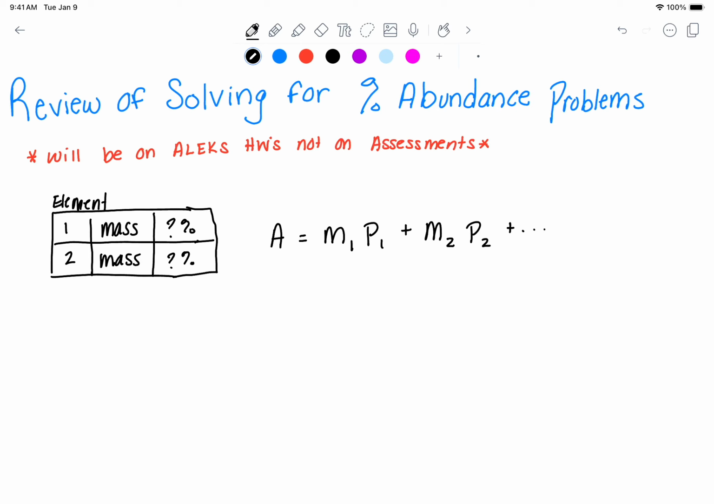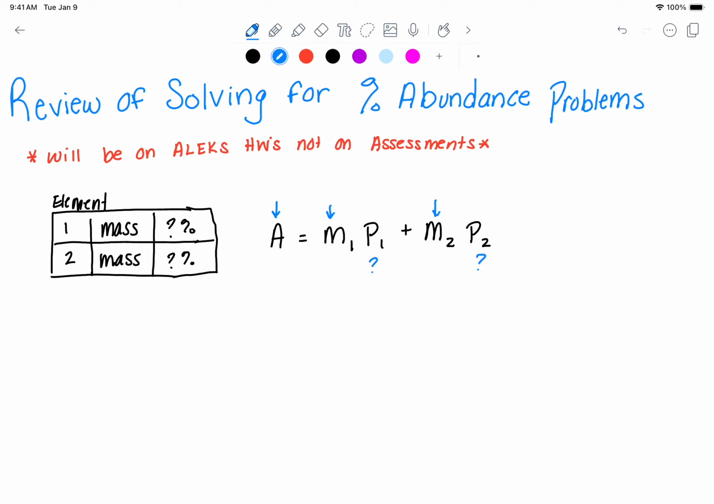Now the problem we're going to look at today, or the derivation that we're going to look at, we're just going to look at two isotopes. If you were to have more, then you would have additional terms at the end of this equation. So in this problem, we would know A, we would know M1, and we would know M2. That would be given to us by the table and the periodic table. We just don't know P1 and P2.